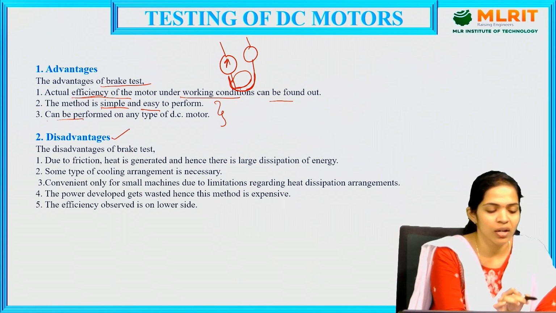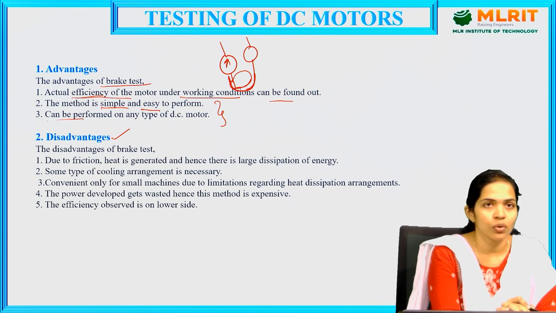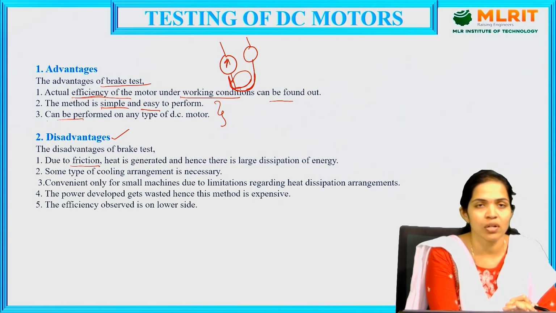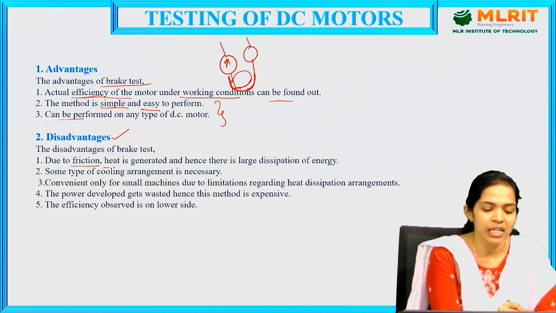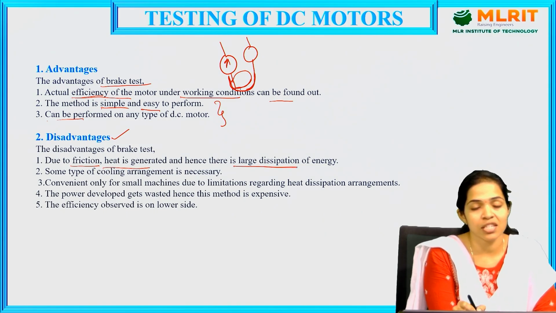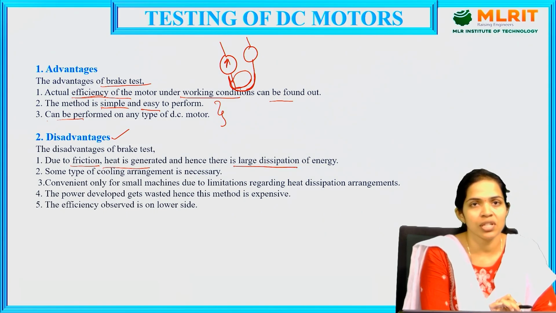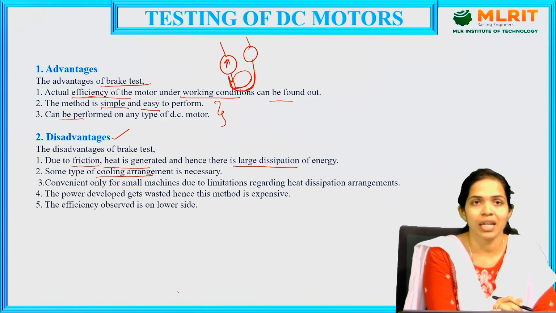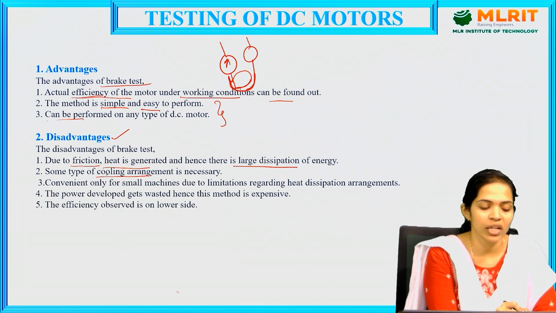The disadvantage of this type of test is that we have a brake and pulley arrangement. So some amount of energy is lost in friction and heat is generated. Hence there is a dissipation of energy. Energy is lost in the form of heat near the pulley arrangement. Some type of cooling arrangement is also necessary to cool down the motor, as we are taking the motor from no load condition to the rated condition or full load condition. So we require a cooling arrangement to cool down the motor.